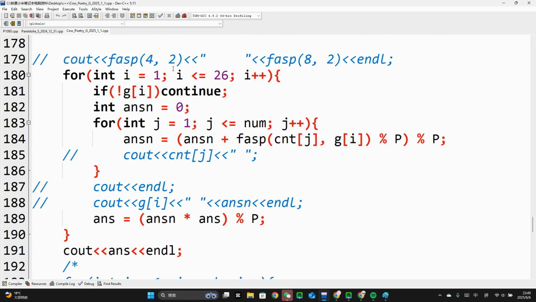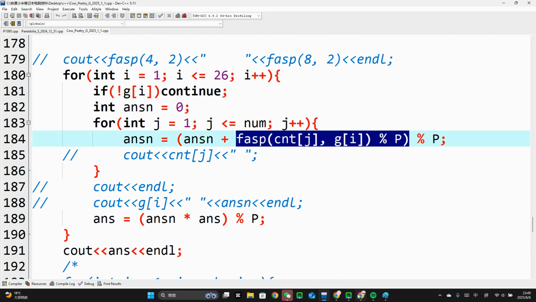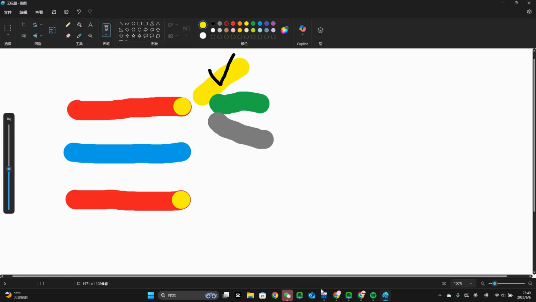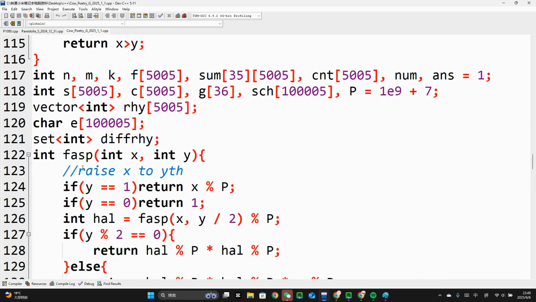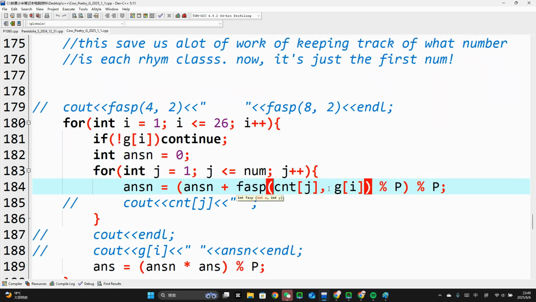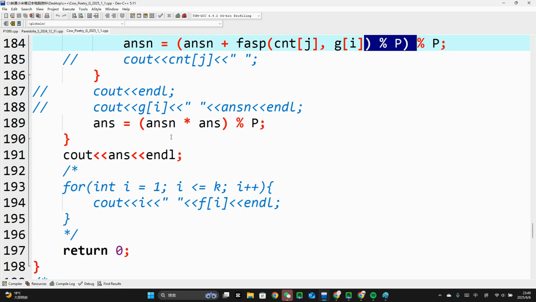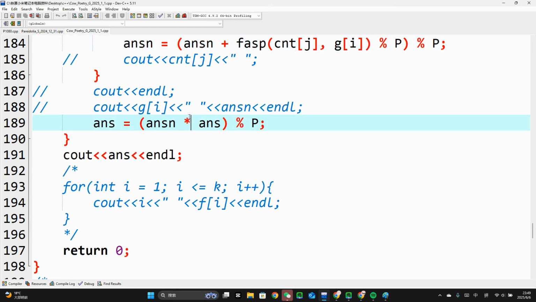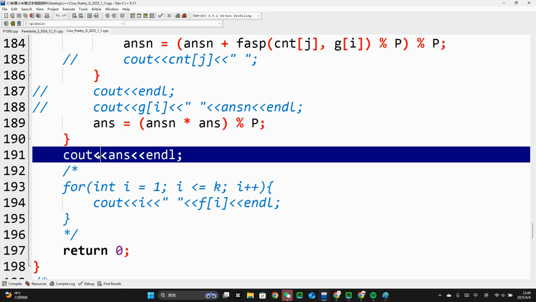And now we can easily deal with each rhyme class, and we know there's at most 26 of them. If it doesn't exist, we skip it. If it does exist, we do a fast power, just like I said. For 2 of the same rhyme scheme, we just square, but for n of them, we raise to the nth power. So we do a classic fast power, which everyone knows how to write by now. You do fast power of CNTj raised to the gith power, where gi is just the number of times this rhyme scheme existed. And then mod p, where p is 10^9 plus 7. Then answer equals answer times the real answer, and then output the answer.